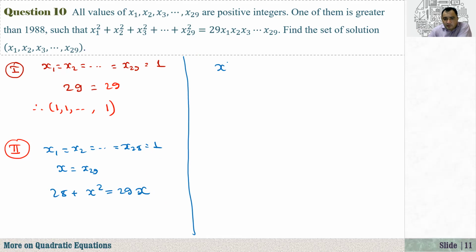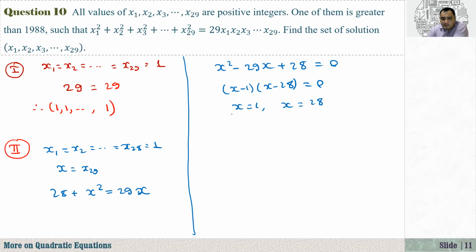From here I can write x squared minus 29x plus 28 is equal to 0. Now if you factorize this, here we have (x minus 1)(x minus 28) equal to 0. So x equals 1 or x equals 28. Actually, that means also here we have a lot of different combinations, maybe 28, 1, 1, 1, 1, 1, 28, and so on. In this way, we can get another solution.